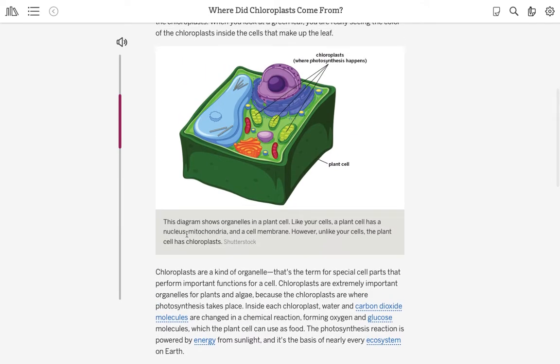This diagram shows organelles in a plant cell. Like your cells, a plant cell has a nucleus, mitochondria, and a cell membrane. However, unlike your cells, the plant cell has chloroplasts.